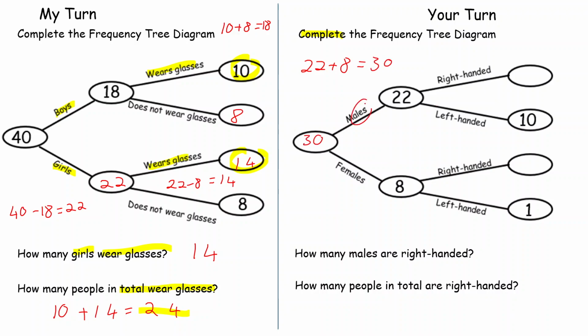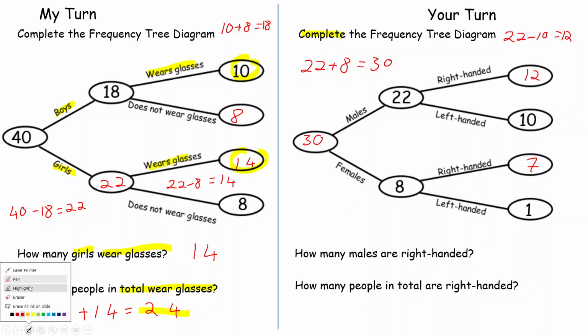Now you've got males, which is 22, broken into right-handed and left-handed, so 10 add something will be 22, or 22 take away 10 is going to give you that 12 that you need in here. 12 and 10 gives you 22. Then you've got females, which you've got 8 of them, and you've got 1 that's left-handed. There must be 7 that are right-handed, because 7 add 1 gives you 8.